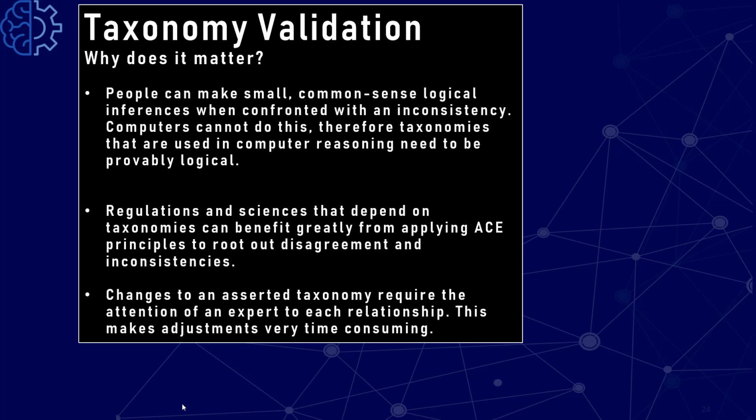So why does it matter? People can make small, common-sense logical inferences when confronted with an inconsistency. Computers cannot do this. Therefore, taxonomies that are used in computer reasoning need to be provably logical.